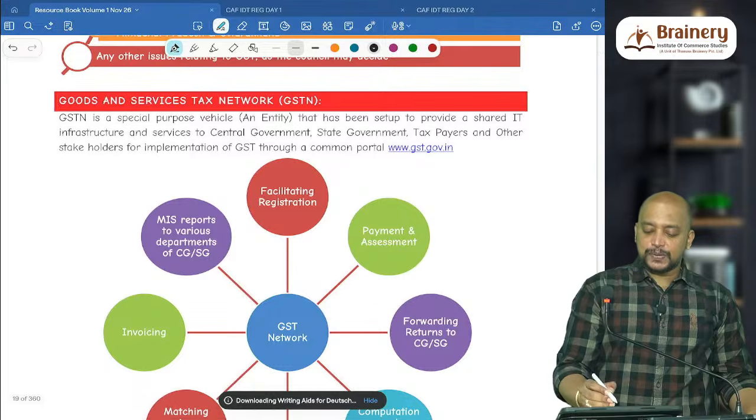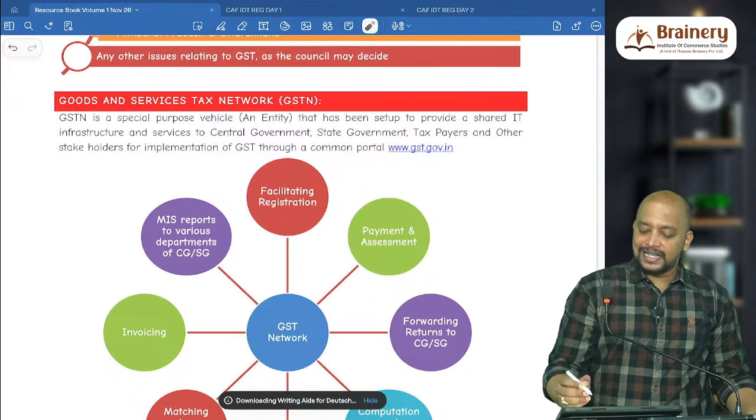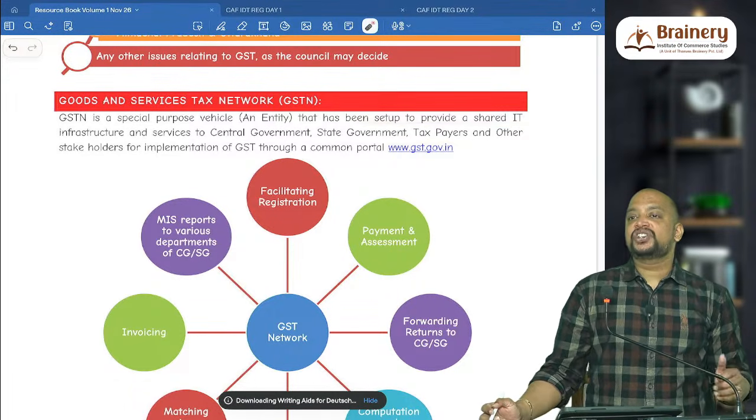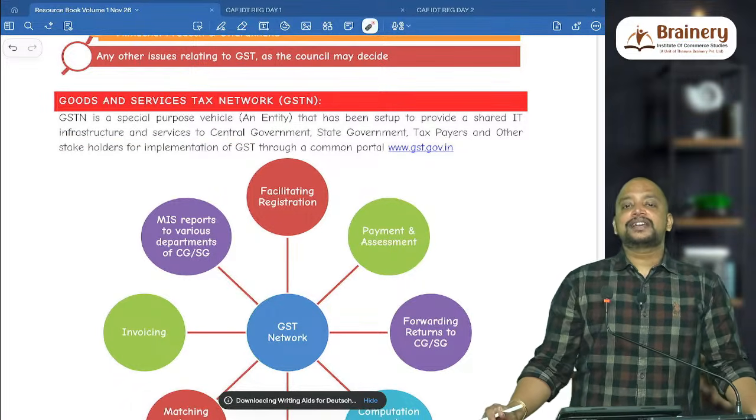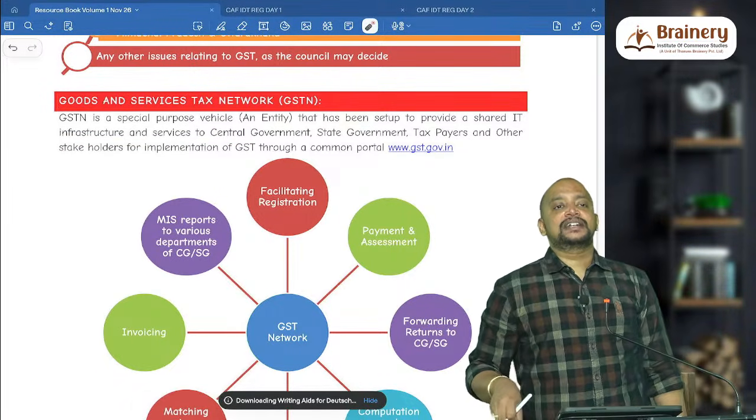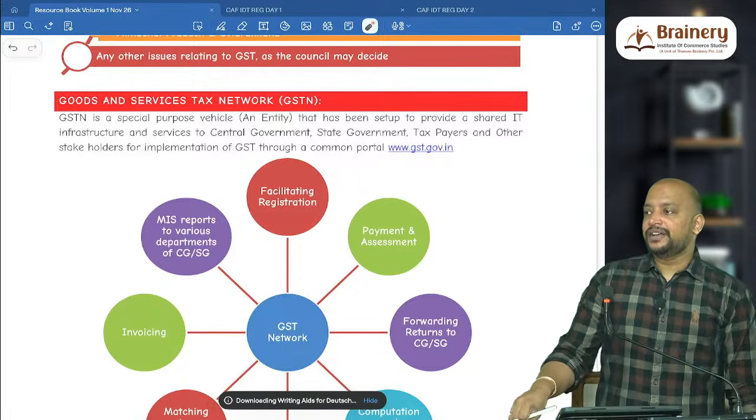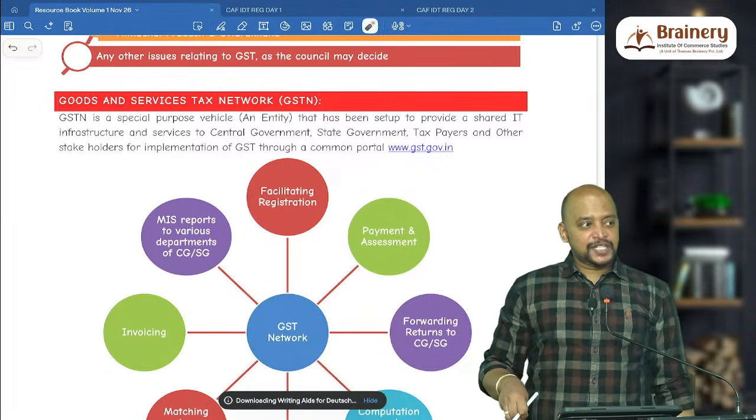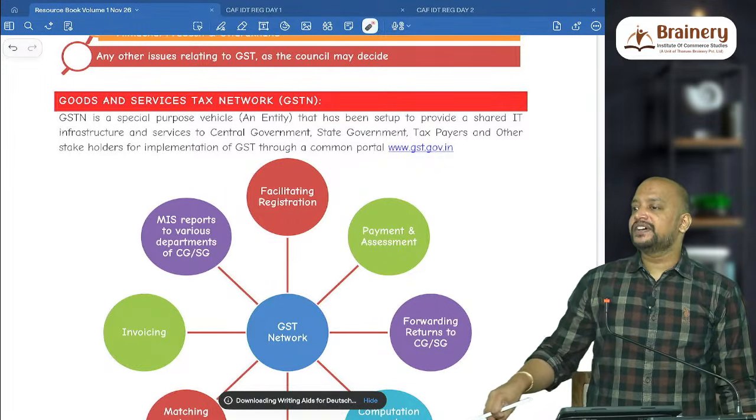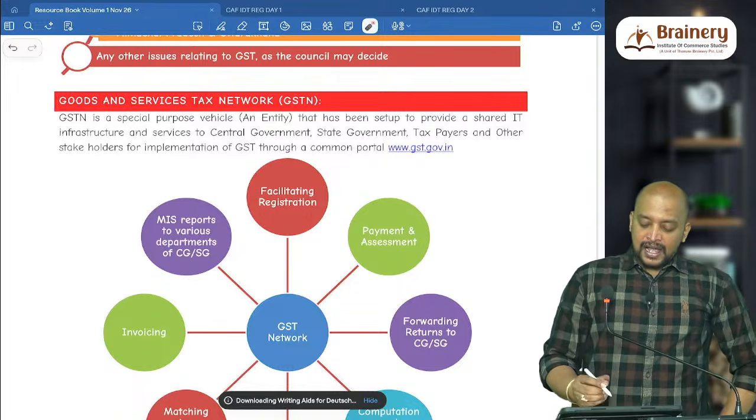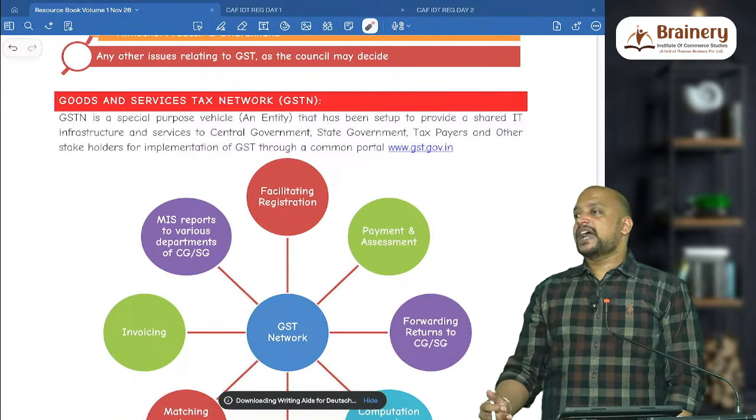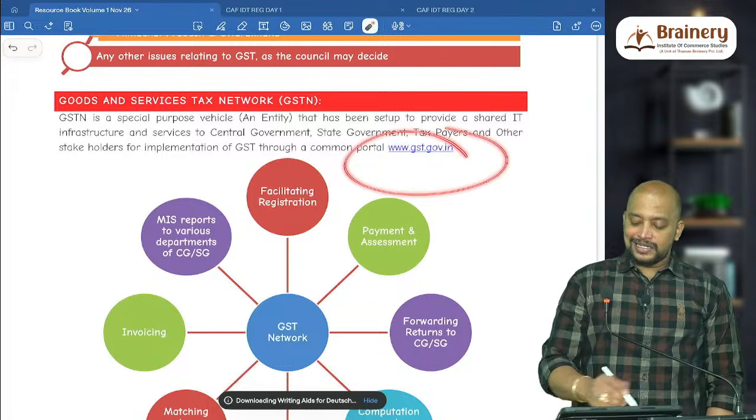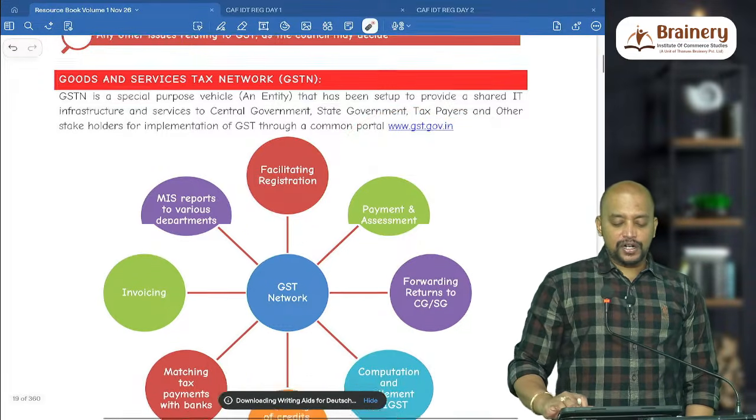GST network is a special purpose vehicle, an entity that has been set up to provide shared information technology infrastructure and services. And whom will they connect? Central government, state government, taxpayers, banks, everyone will be connected here. And how can the GST network be accessed? Through the common portal gst.gov.in. What functions will they do?